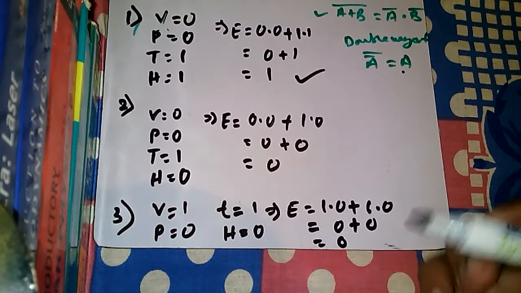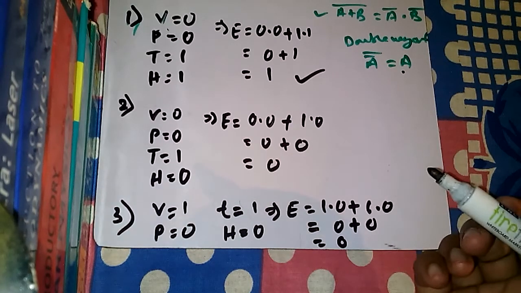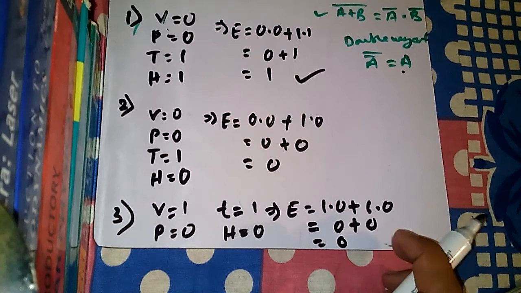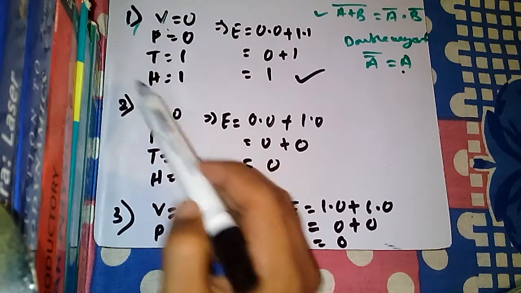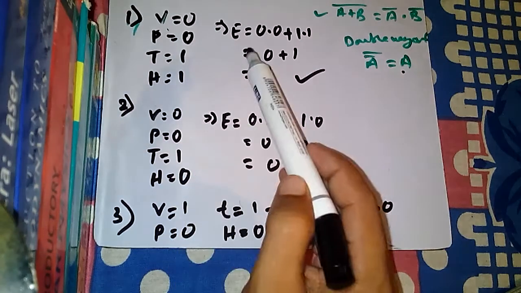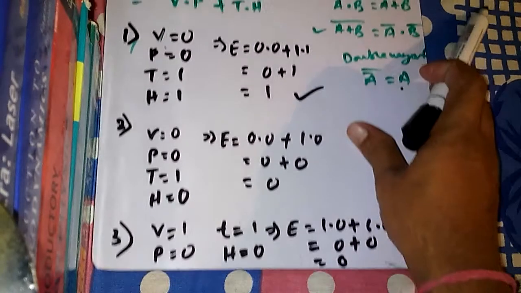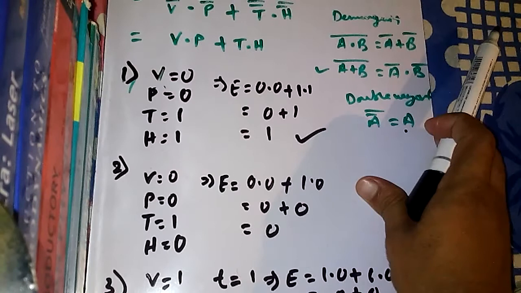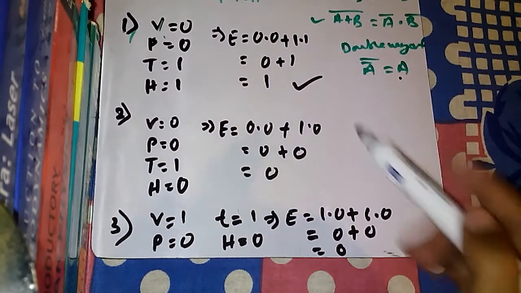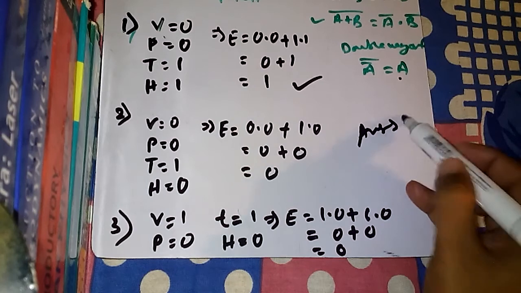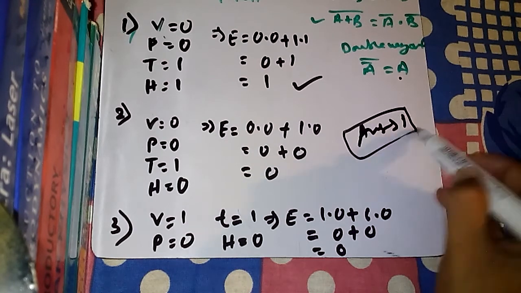Similarly, if you do it for the last option, you will find the last option also gives you 0. That means the first is the right answer, and under this condition only, if we go through the circuit, then we will find a high signal, that means 1, and that will light up the lamp. So the answer is 1. Thank you.